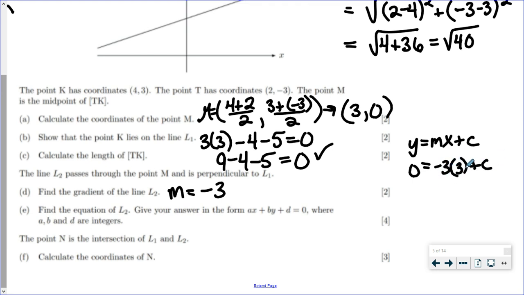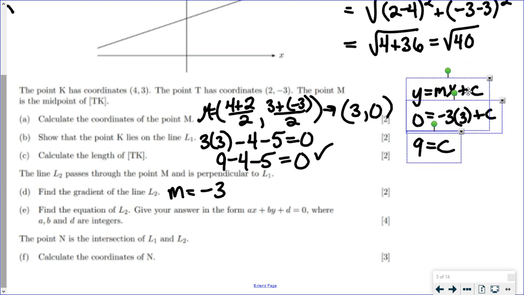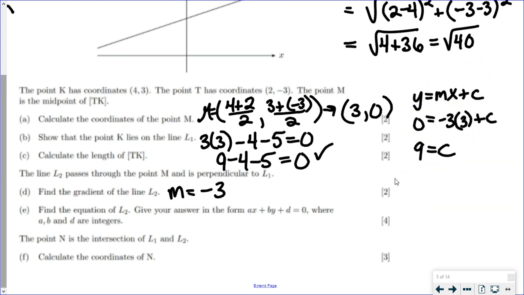Of course, -3 times 3 is -9. So I would add 9 to both sides, and we figure out that 9 is equal to c. So now I know that y is equal to -3x plus 9. That's the equation of L2 in slope-intercept form.